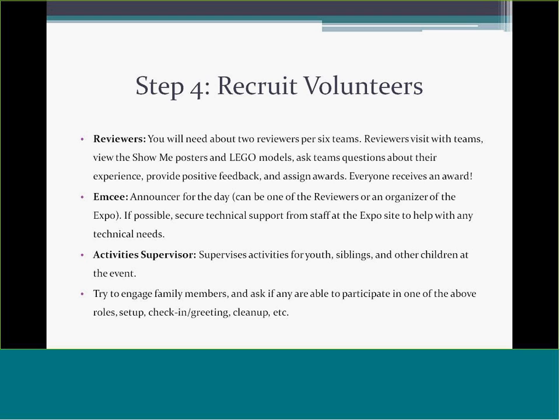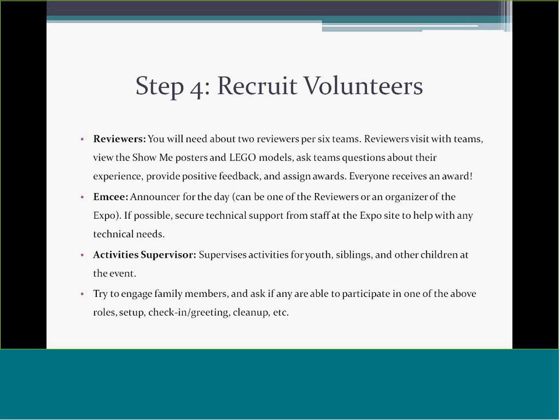Step four would be to recruit volunteers. So of course you need the reviewers. You'll need about two reviewers per six teams. Reviewers visit with teams to see their posters and the Lego models. They ask teams questions about their experience, provide positive feedback, and sign the awards. So everyone should be receiving an award.